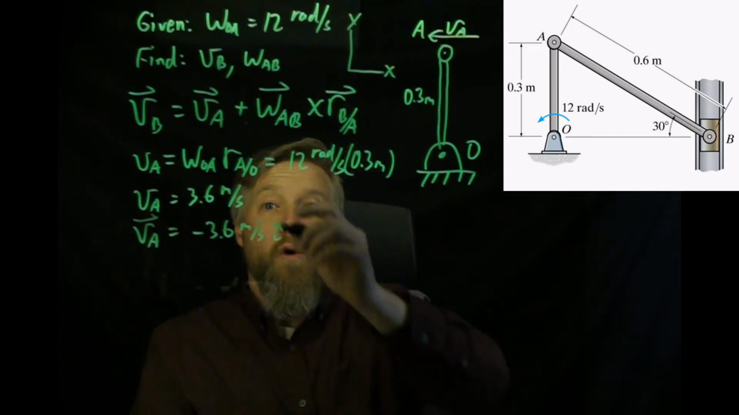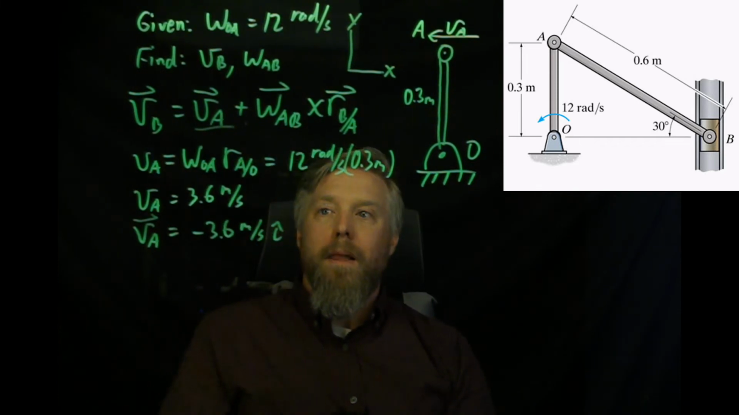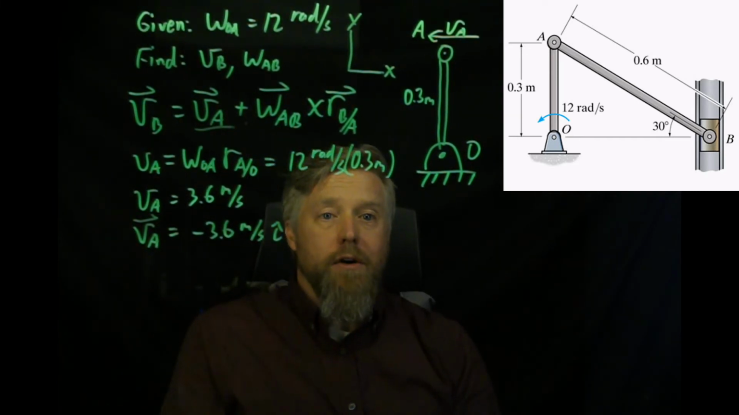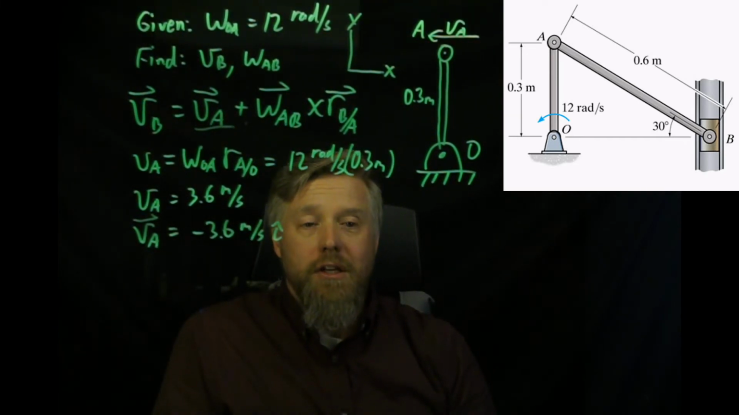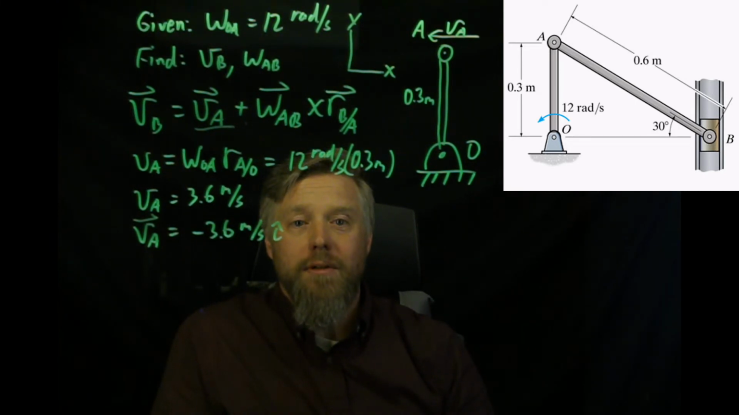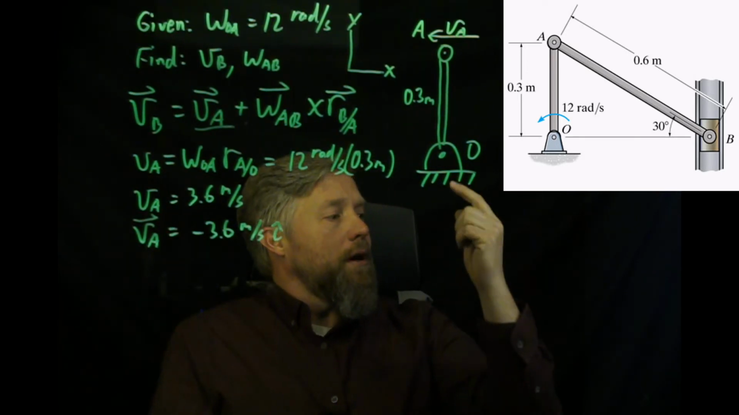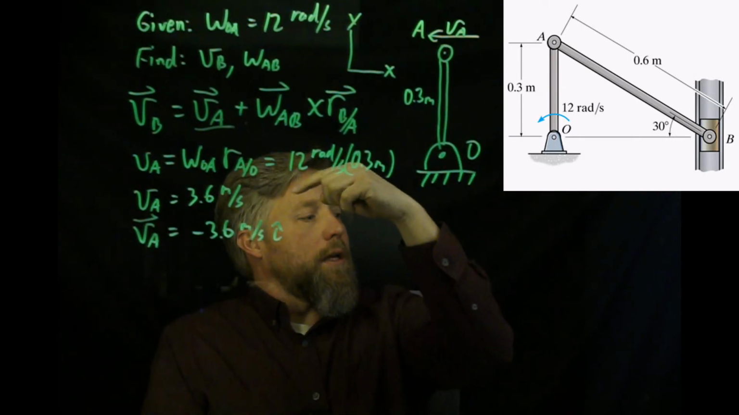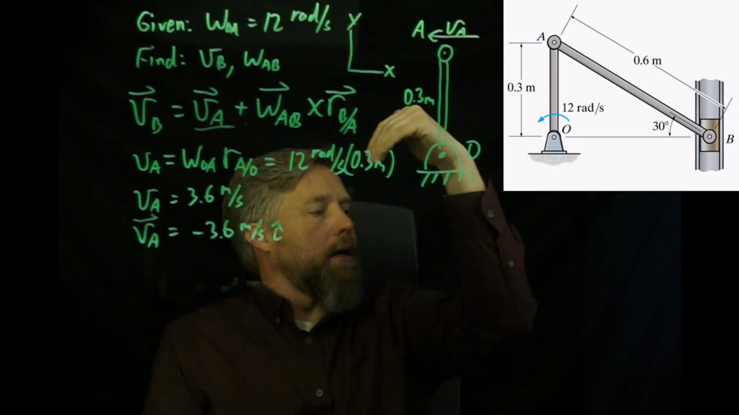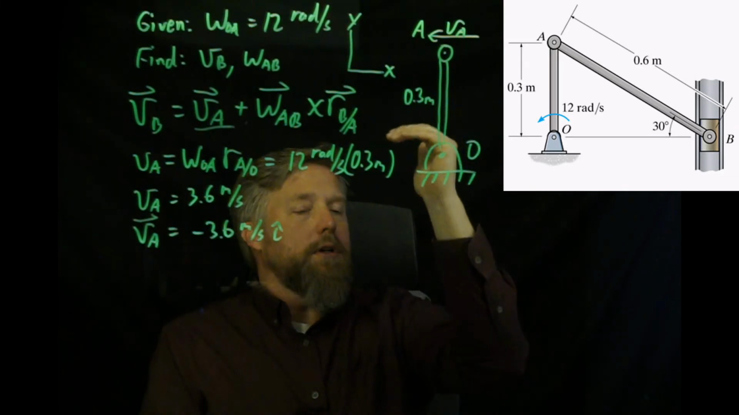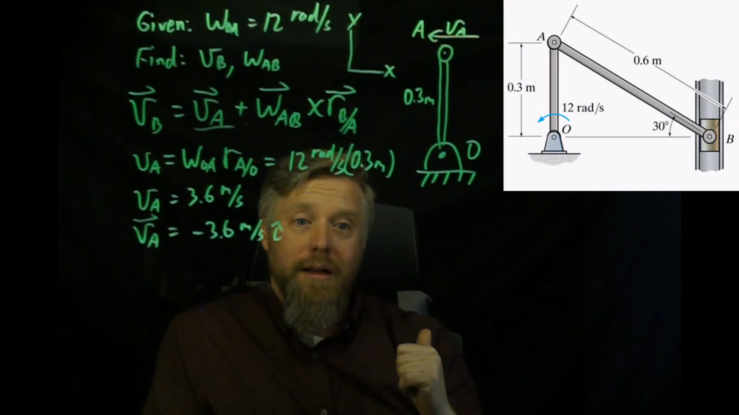OK, I've got one. The next one, omega AB. What do we know about that? Initially, you might think we don't know anything about it, but you'd be wrong. A lot of students overlook a really important point. We know the direction of omega AB. How do we know that? Well, look at the picture. As A is rotating that way, OA would tend to rotate in this direction, which with our right hand gives us a positive.